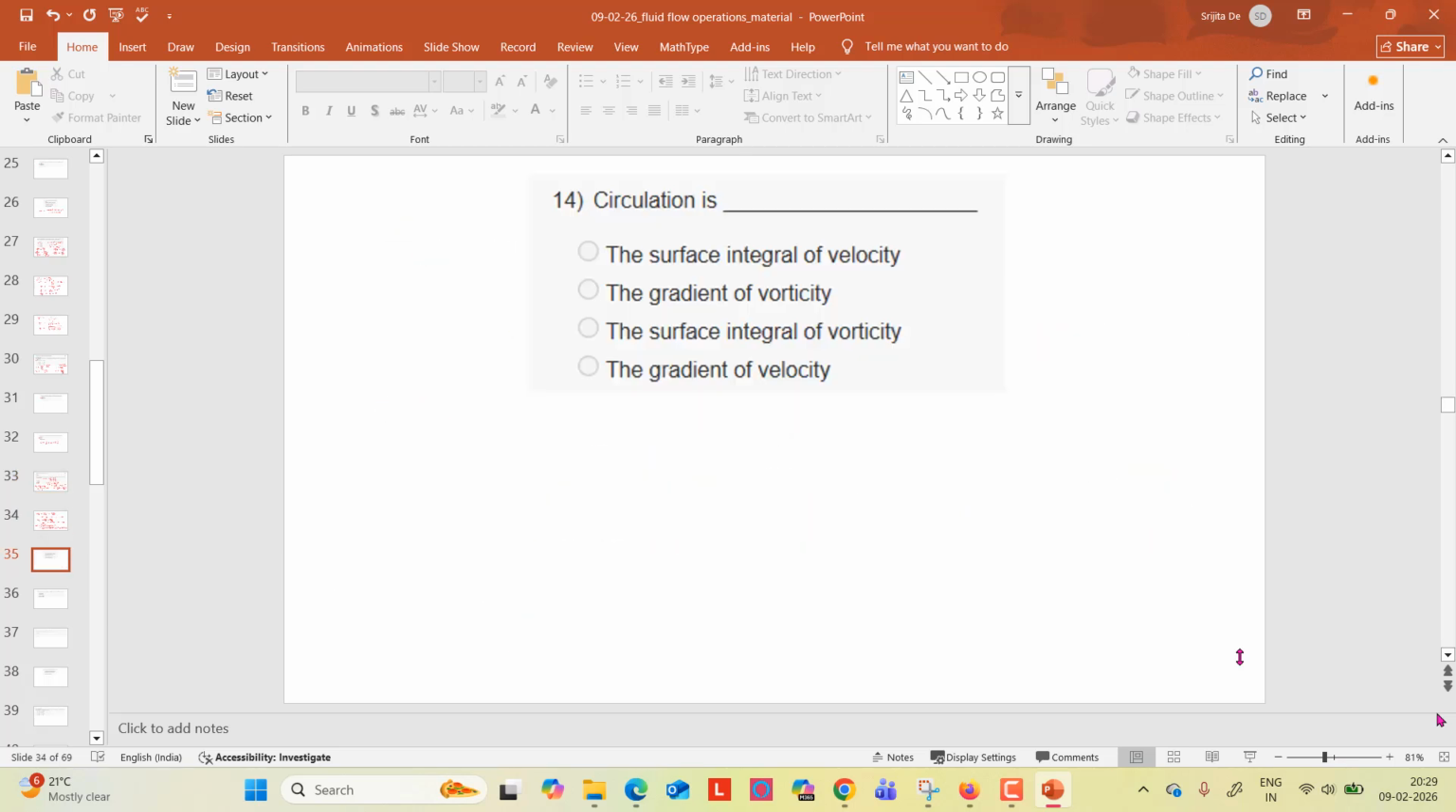Next, circulation is the surface integral of velocity, the gradient of vorticity, the surface integral of vorticity, or the gradient of velocity. So, from definition, the circulation is the surface integral of the vorticity. So, it is option C.